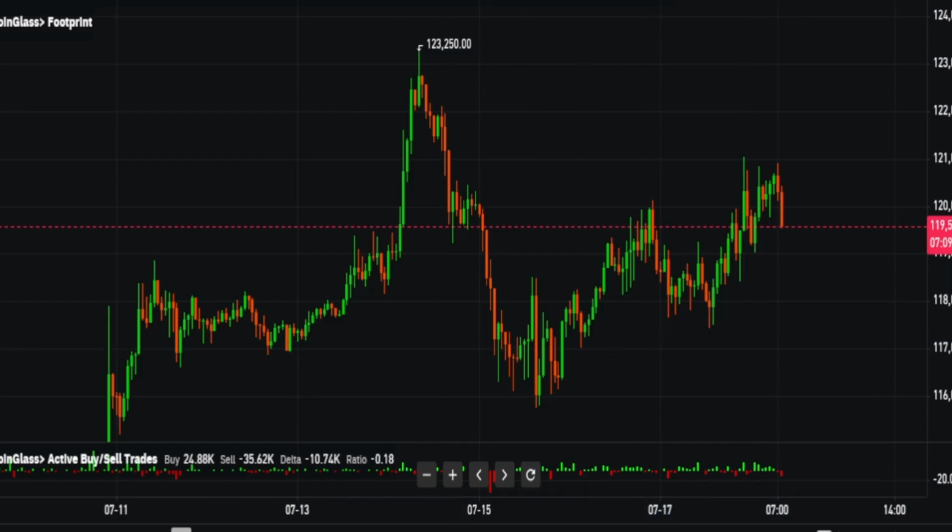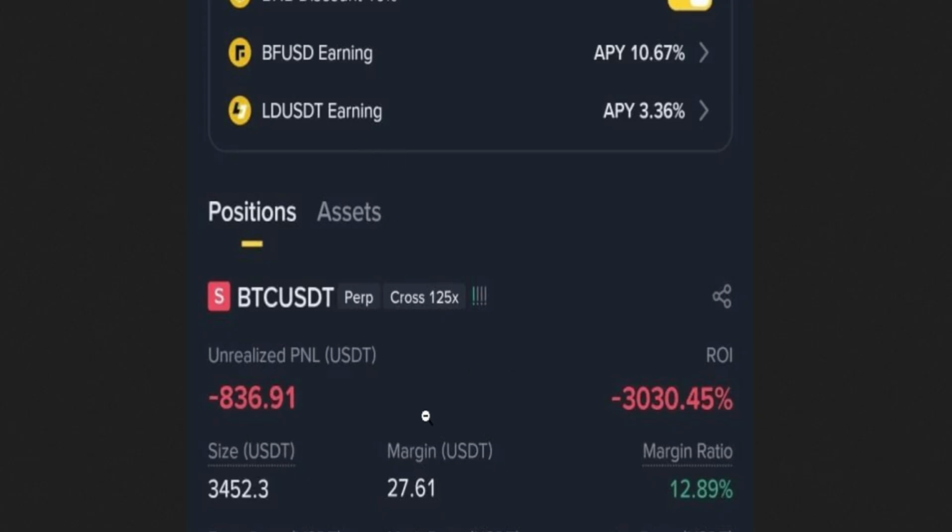But guys, this is not advisable. Trading on cross margin and then you just let your trade run, it doesn't make any sense.